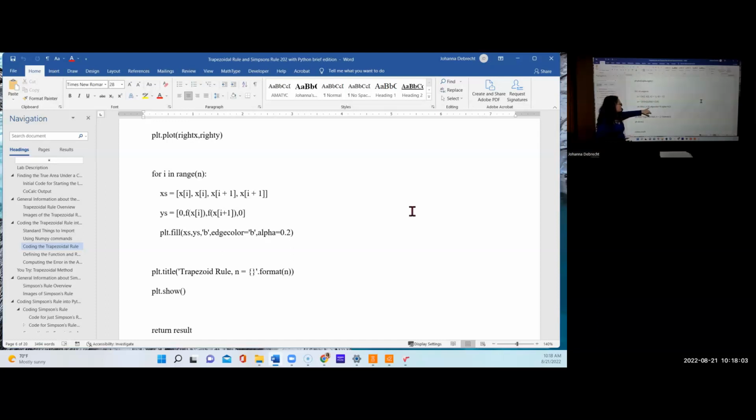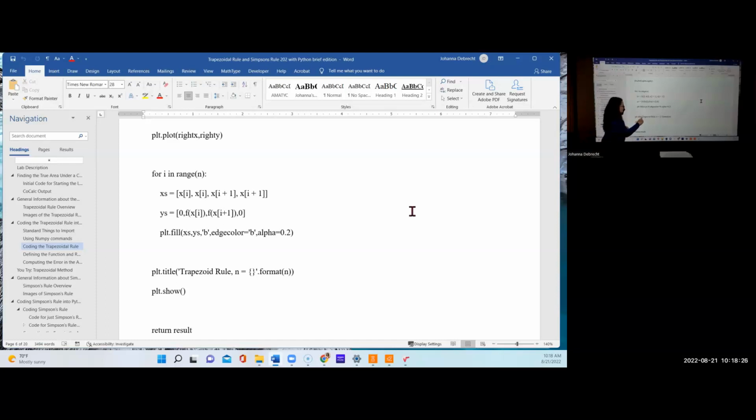Now down here, this B stands for blue, edge color blue, alpha, how big it is. And we want to fill the space with color. So we're filling the space with color. And then we want to plot a title on it. You'll see that I've used the command plt fill. This fills it with color. PLT is pyplot again. Remember, that's our plotting code.